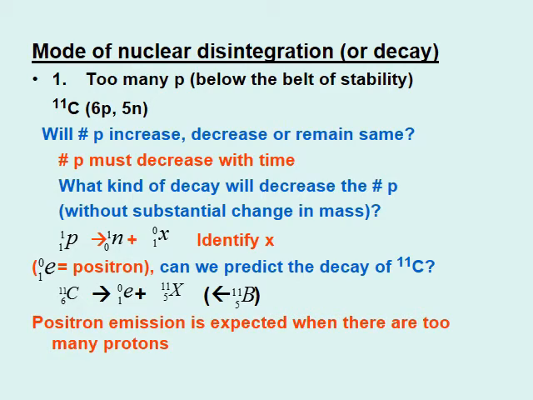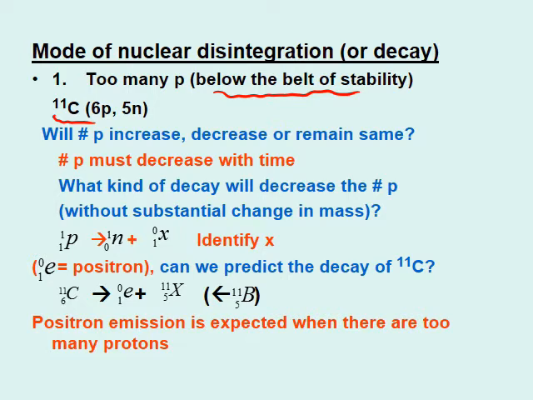Here we are going to discuss the mode of nuclear disintegration or decay. Can we predict how a nucleus is going to break down based on the following criterion? If a nucleus has too many protons, keep in mind, too many protons relative to the belt of stability. That means if it lies below the belt of stability, then what kind of decay or disintegration is going to happen?